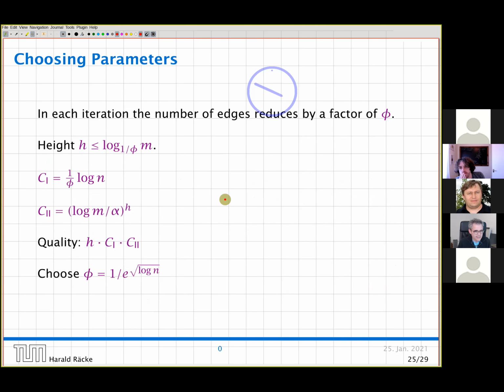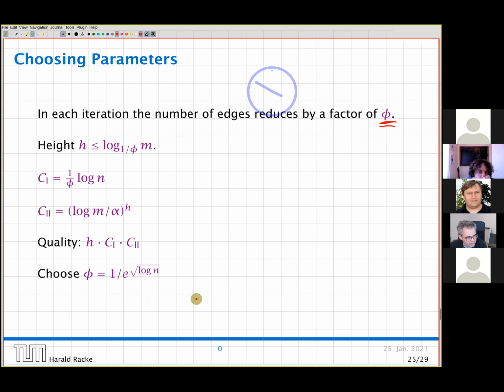So what do we get now? If I use this expander decomposition iteratively, I have to choose the value of phi, and I choose it in such a way that the height becomes very small. So I'm choosing phi equal to 1 over e to the square root of log n.